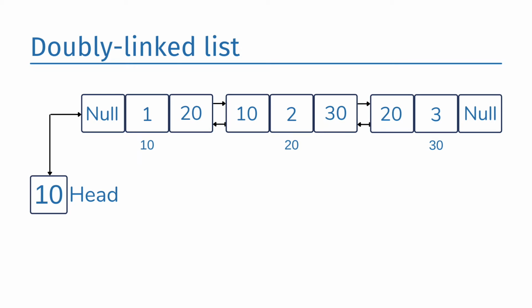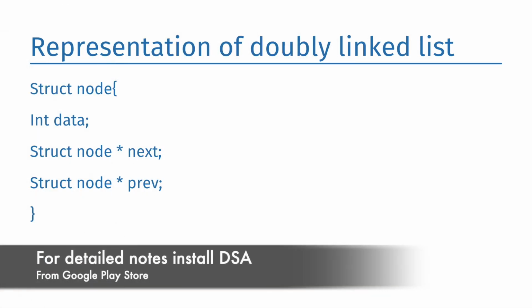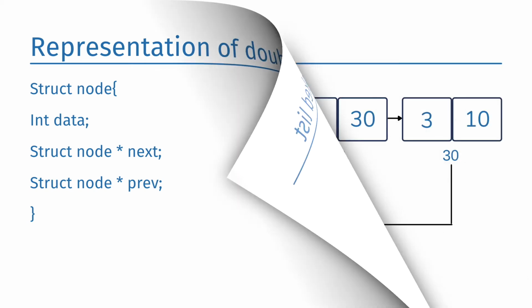The initial node in doubly linked list has the null value in the address part, which provides the address of the previous node. Representation of doubly linked list. Struct node int data, struct node asterisk next, struct node asterisk previous.